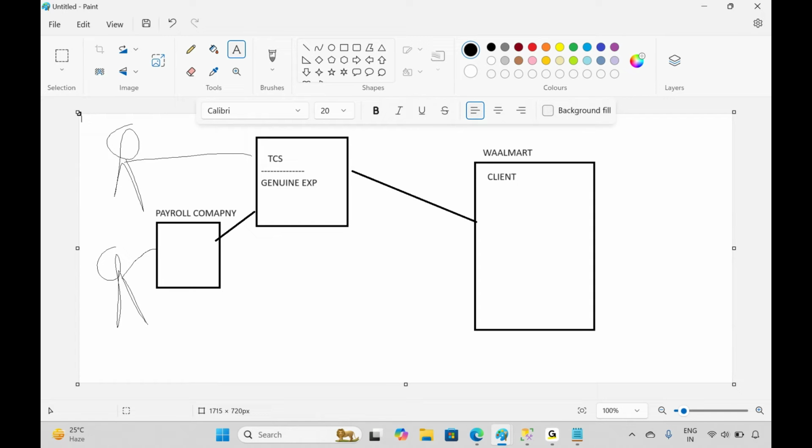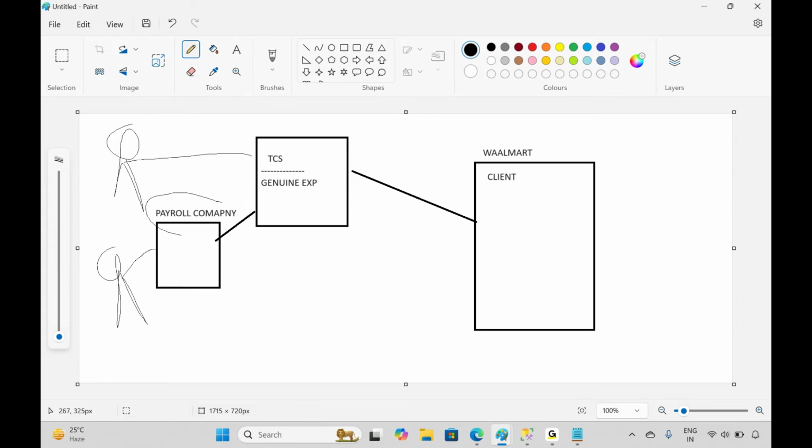In your resume, are you going to mention this payroll company information? No. You should not put in your resume or in interview your payroll company name and information over here. Why? Because your payroll company is just a consultancy or a small consulting company that will not have much recognition. So through this payroll company, you are just working for TCS company. TCS company having a client Walmart.